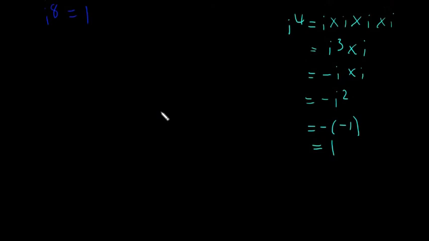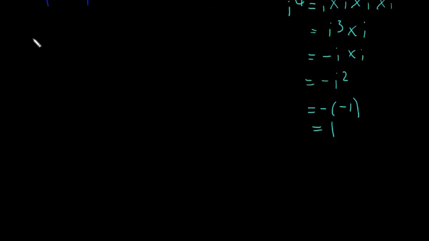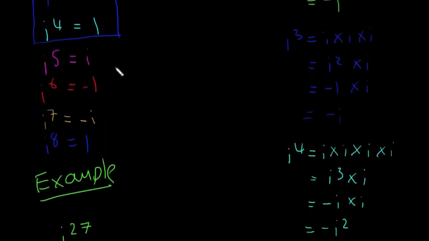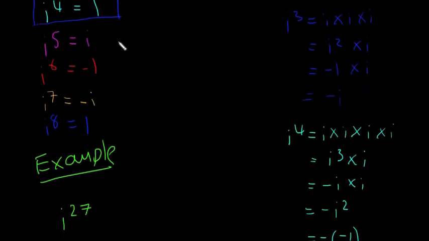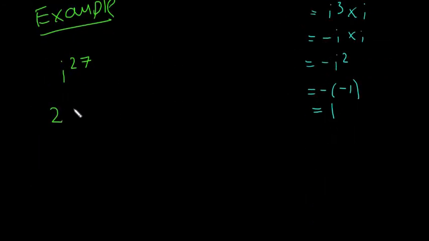So for example, if they ask us to find I to the power of 27, obviously you're not going to keep following that rotation again and again, or multiply them all out. That'll take forever. So what you do is you divide 27 by 4. 4 goes into 24 6 times, with remainder 3. So the remainder is going to be 3.